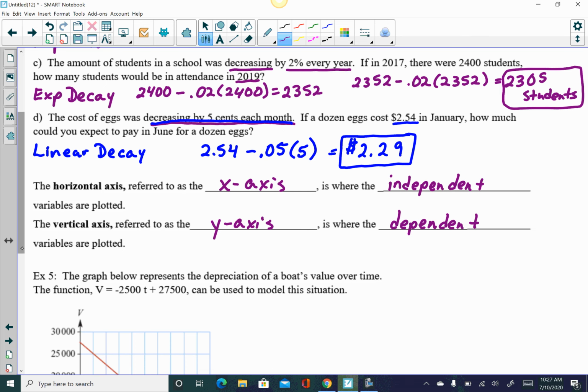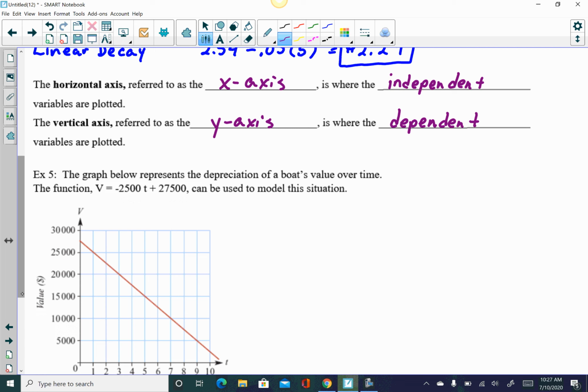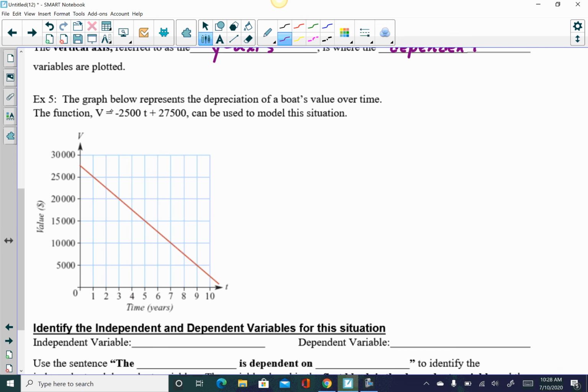We need that terminology because as we move forward, we're going to be creating linear models, and linear models are made up of independent and dependent variables, and we need to be able to identify which is which. So the rest of this set of notes is talking about that. So independent are always plotted on your x-axis, dependent are always plotted on your y-axis. Below here in example 5, it says the graph represents the depreciation of a boat's value over time. Here's the function. Here's your value equals negative 2,500t plus 27,500, and it's modeling this situation.